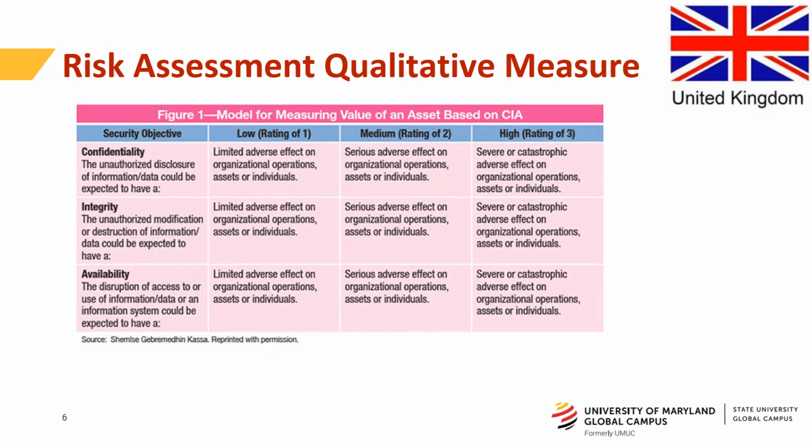This slide is an example of risk assessment as a qualitative measure for the probability or likelihood of potential risks as it relates to a vulnerability or compromise of the CIA triad principles. In this example, security objectives that violate confidentiality, integrity, and availability are measured as qualitative values rated as either low, medium, or high risk, described as limited, serious, and catastrophic adverse impact, respectively.